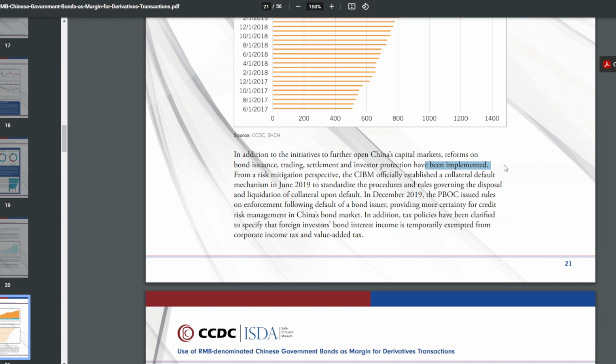And it says, from a risk mitigation perspective, the CIBM officially established a collateral default mechanism in June of 2019 to standardize the procedures and rules governing the disposal and liquidation of collateral upon default. Which to me, okay, they're saying, hey, if you default, they have something in play where they're going to make sure that they don't get burned, right? But it seems if this is all opening up like a can of worms, you're going to have people flooding to these bonds. So to me, it seems like a margin call or them defaulting is probably highly unlikely.